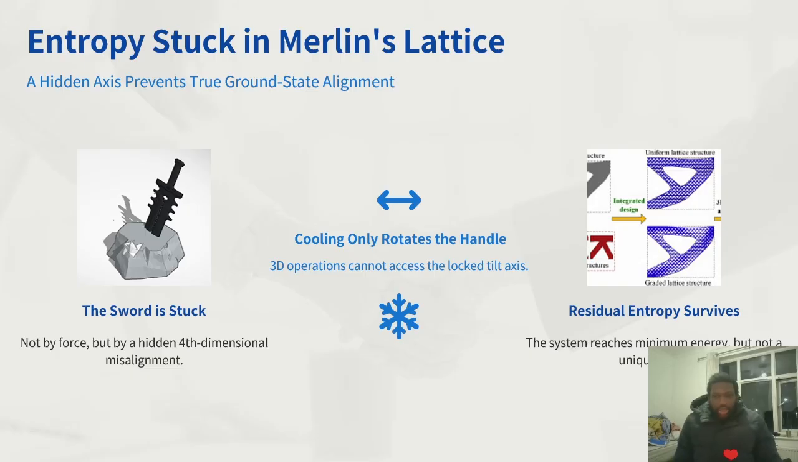Continue. The ridge retrieves minimum energy, but not a unique state. Cooling only rotates the handle. So basically, 3D operators cannot access the tilt axis. The tilt is the 4th dimension, because an axis bound by 3D cannot use 4 dimensional properties to the full extent. You cannot take a 3D state and project yourself forward into a 4D state. To use the property of a 4D, you have to be in the 4D world.